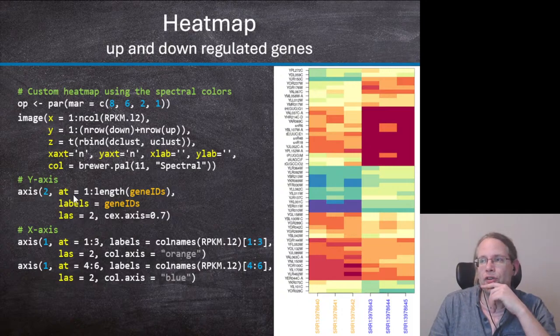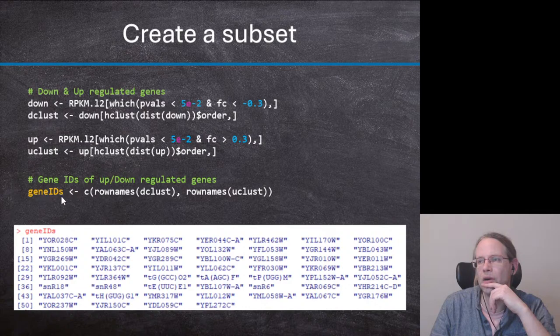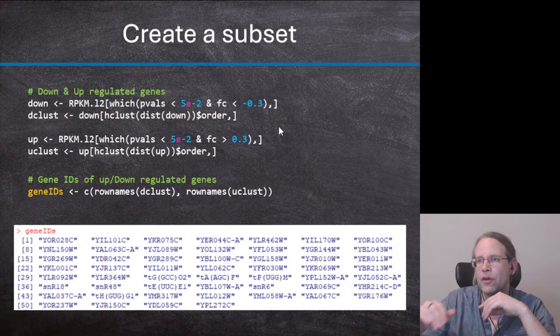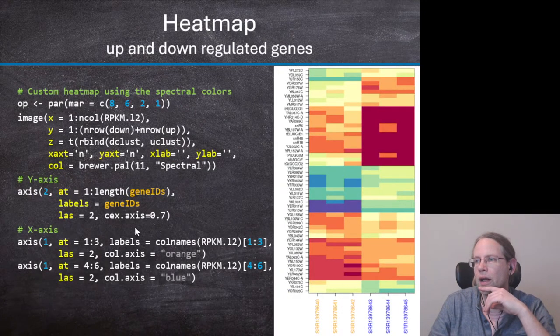The y-axis, so put the gene IDs there, right? So here we put the gene IDs, that's why we put them in this variable here, so that we can reuse them. So add 1 to the length of gene IDs, put the gene IDs there, and then las is 2 to flip them around. Oh, and make the axis a little bit smaller. Otherwise, you don't have enough room to plot 53 genes.